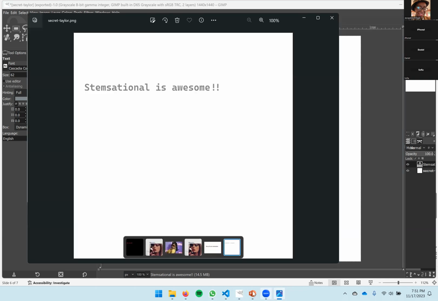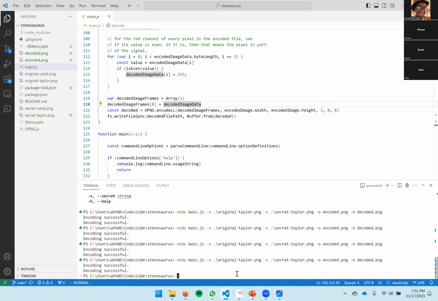And now what I'm going to do is run this code. And this code is going to say, I want you to take the original Taylor Swift image. I want you to combine or smash in our secret message. And then I want you to give me two things. One, I want you to give me the combined image. And then, just to prove that we did it, I want you to pull back out the secret message. Okay? So let's see what happens.